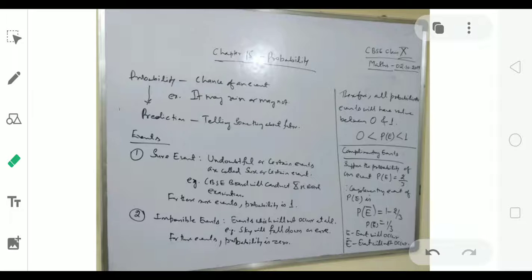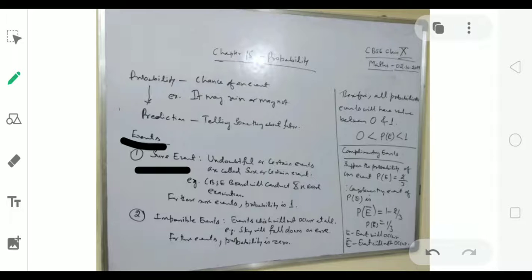Okay. Now let us understand something about events. So what are called events? There are some certain events which we need to understand in probability. So the first one is called sure event. So sure events are those events which are certain to occur. Compulsorily it will be occurring. We are already sure, damn sure.